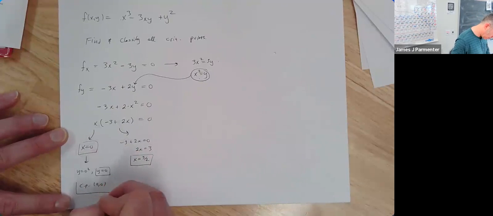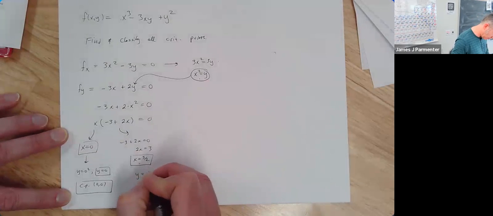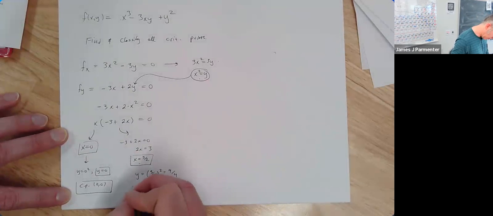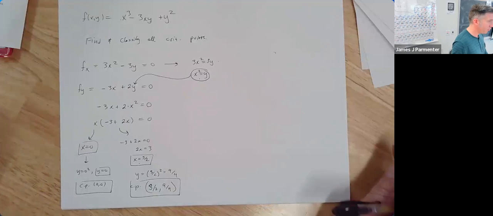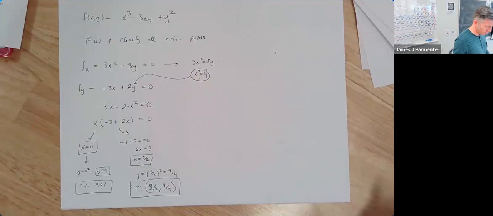And similarly, if x equals 3 halves, well, y has to equal x squared. So y is going to equal 3 halves squared, which is 9/4. So my critical point here is going to be 3 halves comma 9/4. Those are our critical points, our only critical points. There are no other xy coordinates where both of these are equal to 0 at the same time.